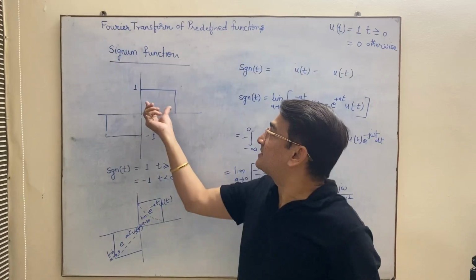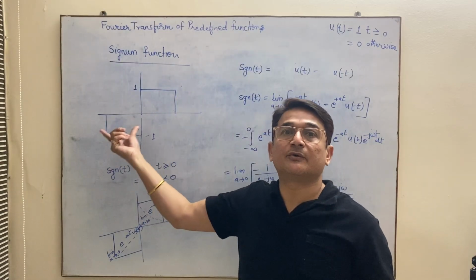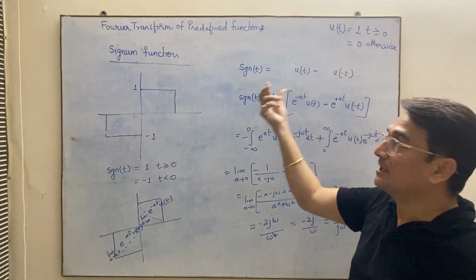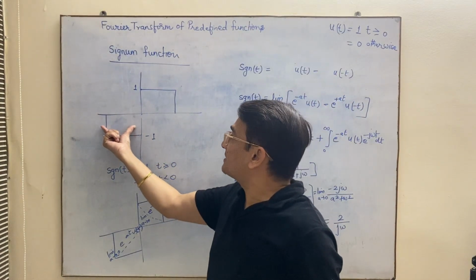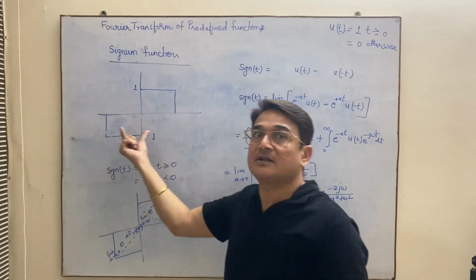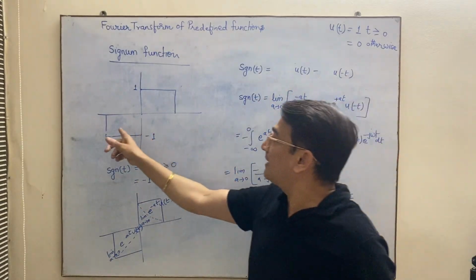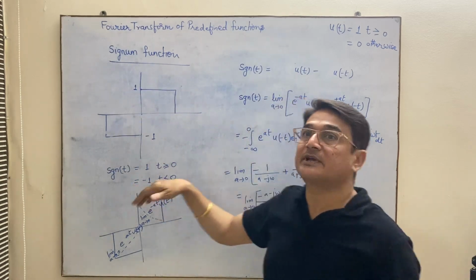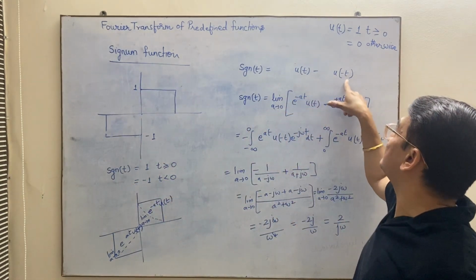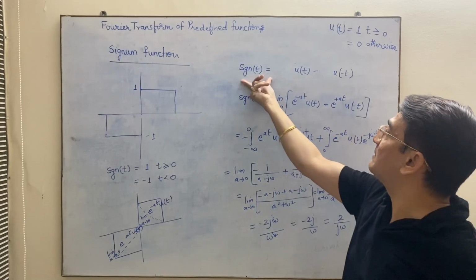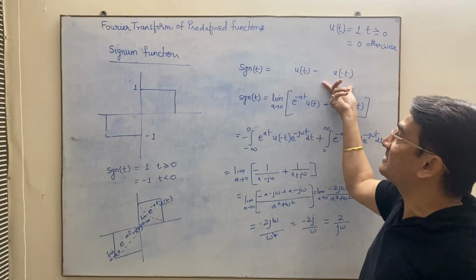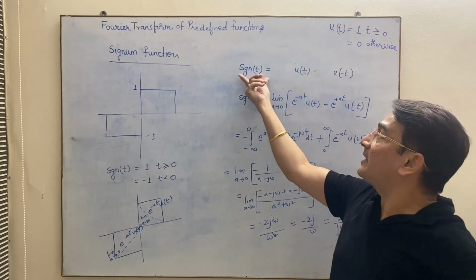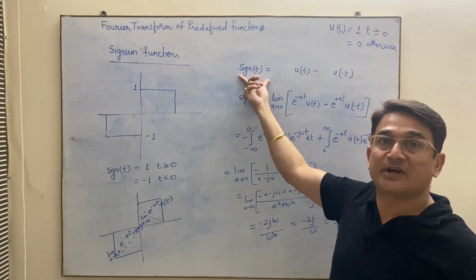So the Signum function is basically a combination of two unit step functions. So sgn(t) can be defined as u(t) minus u(minus t). This section is a negative section, so this is minus of u(t), and here t is also negative and the amplitude is also negative, so both the signs are negative. So sgn(t) can be defined as u(t) minus u(minus t). But you don't know the Fourier transform of u(t), so you cannot directly calculate the Signum function's Fourier transform.